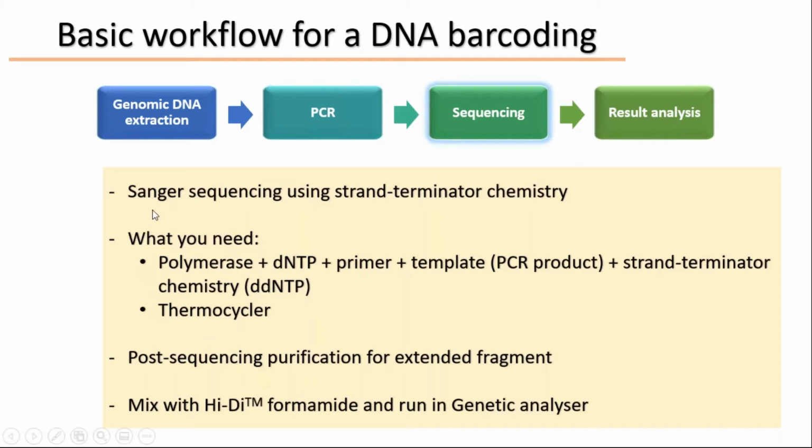Usually sequencing is carried out using the Sanger sequencing method, which uses strand terminator chemistry. What you need is about the same as in PCR, except that sequencing only uses one primer in one reaction. And also there is the ddNTP, which comes from the strand terminator chemistry. So what is so special about this ddNTP?